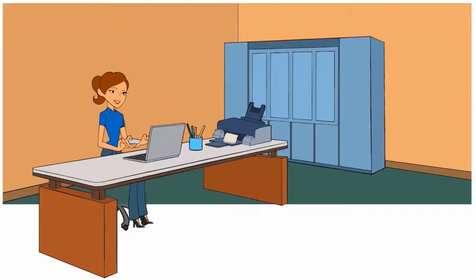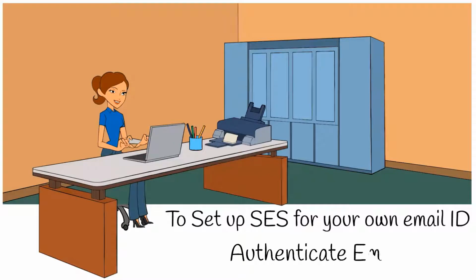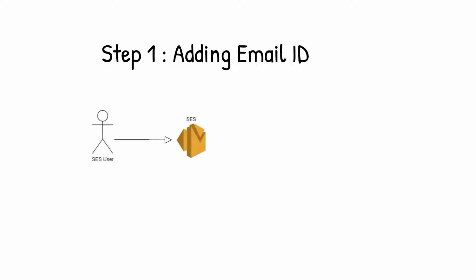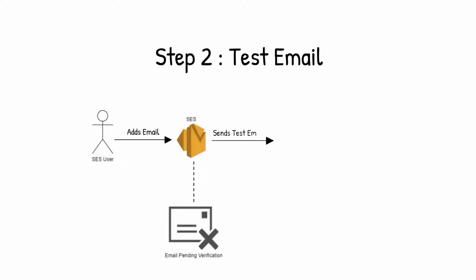Now let's consider that a SES user has an AWS account and has full access to SES. First, let's take a look at how to set up SES for sending emails using your own email ID. For this, the user needs to authenticate the ownership of the email ID. First step is that the user adds the email ID that he or she wants to use in the SES console. Second step is that SES first marks this email ID as pending verification and then sends a test email to the email address that is added.